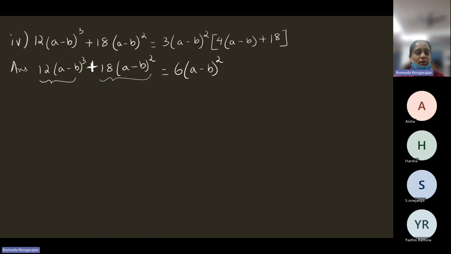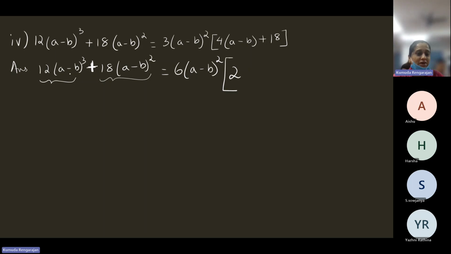So the HCF of 12 and 18 is 6. The HCF of (A minus B) the whole cubed and (A minus B) the whole square, the least power, so (A minus B) the whole square. Now open a square bracket. Now 6 into what is the first term? 12. 6 into 2 is 12.